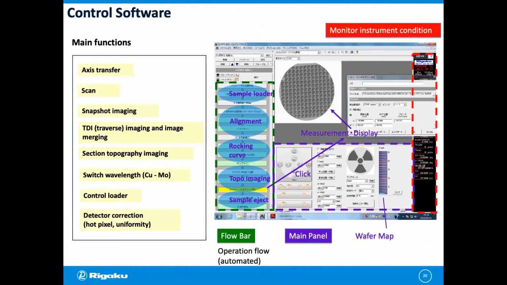This is a picture of the control software. This software has measurement macros. Customers can make their own sequence macros. In this example, an automation macro from sample loading, alignment, rocking curve, topography imaging, and sample eject is set.